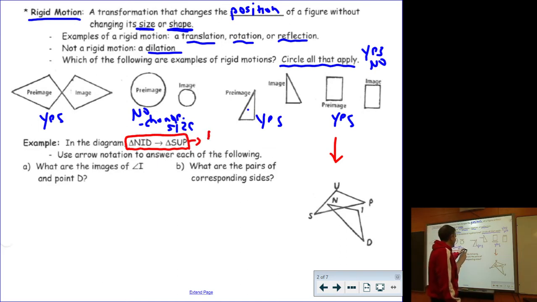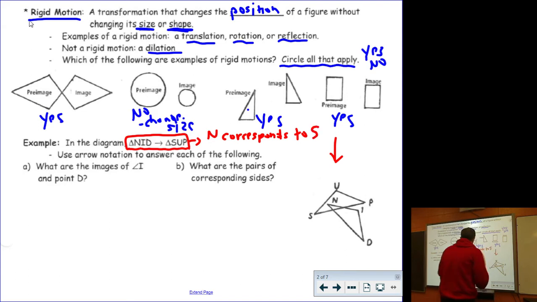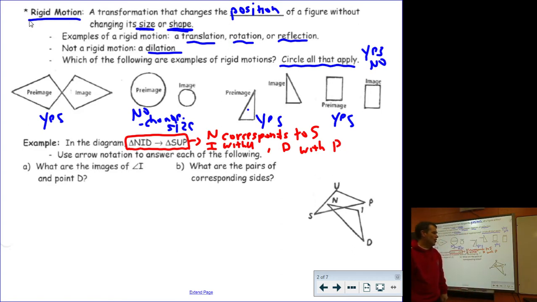I know that N corresponds to S because they are the first letter in each triangle. And I know that I is with U, and I know D is with P. All right? I already know the letters that correspond to each other just based on the names here, right? Corresponding parts have to come in the same order.